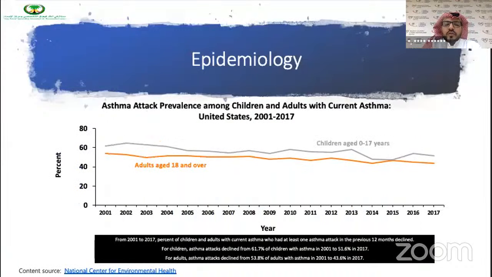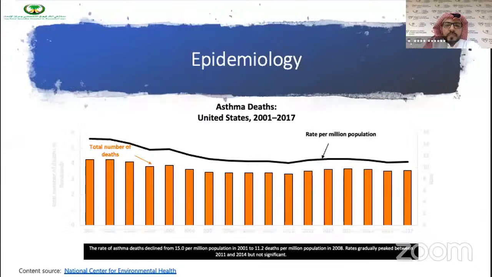There's another diagram showing asthma attack prevalence among children and adults with current asthma. You can see it's slightly reducing between 2001 and 2017, but the mortality is still there, with asthma deaths as well in the United States. All these data are presented from the National Center for Environmental Health through the CDC website. The asthma death rate from 2001 to 2017 is reducing from 14% to almost 11%. However, you'll notice that from 2012 to 2017, the asthma death rate is still the same.